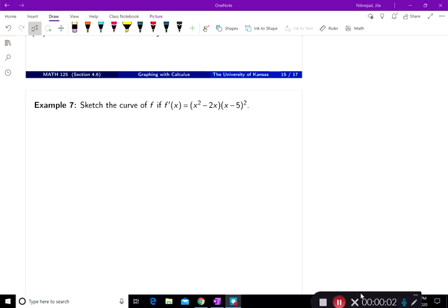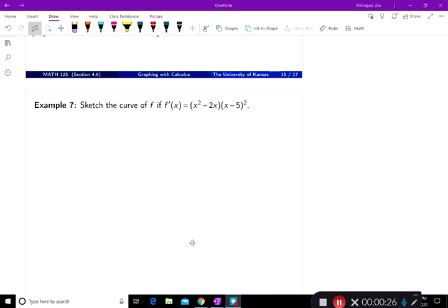Last section of 4.6. Sketch the curve of f if f prime of x equals x squared minus 2x times x minus 5 to the power 2. Notice f is not given, so you really can't put points on the graph unless the y values for the points were given.